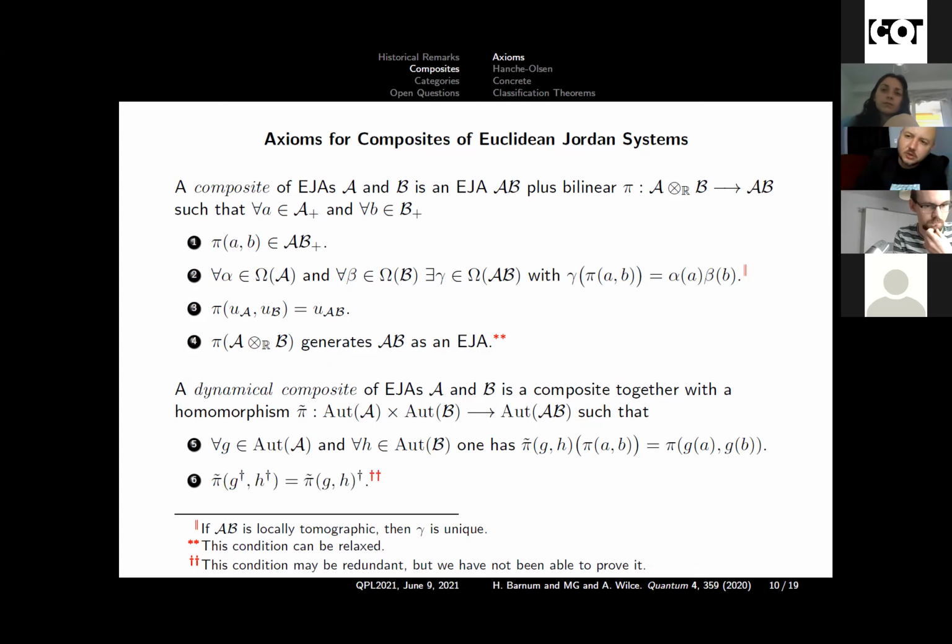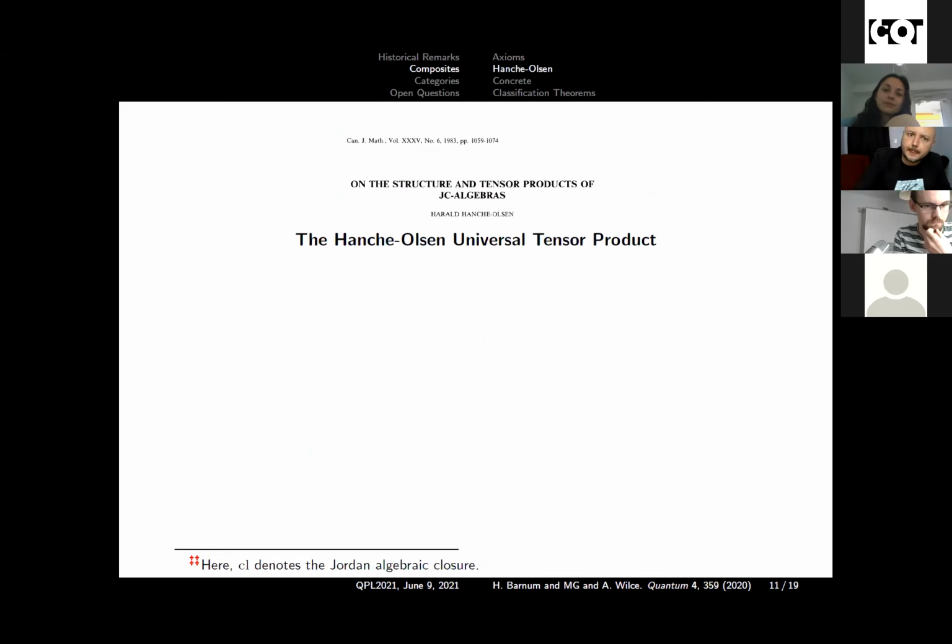This one also looks suspicious. It's possible that this condition is not required, but we haven't been able to prove it. But it's natural. It's natural in the sense that we'd like to construct dagger compact categories of these things.